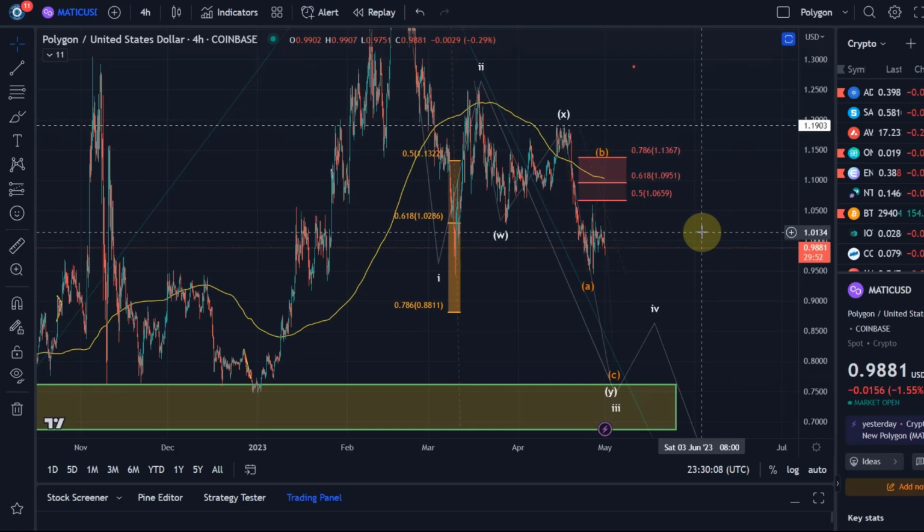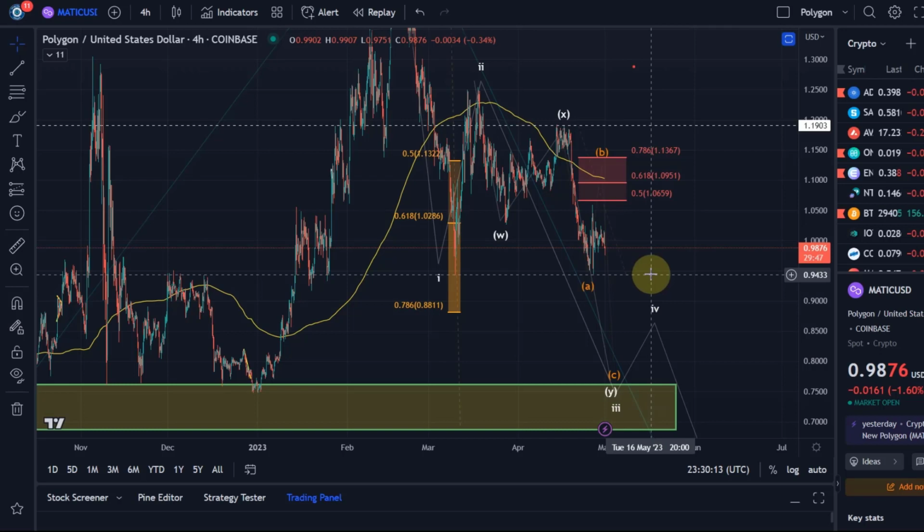Situation rather unchanged, but some more weakness here today. Back below the dollar level, not much surprise here.